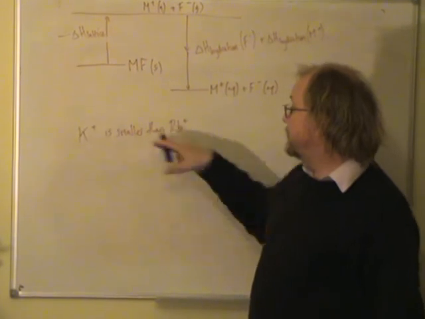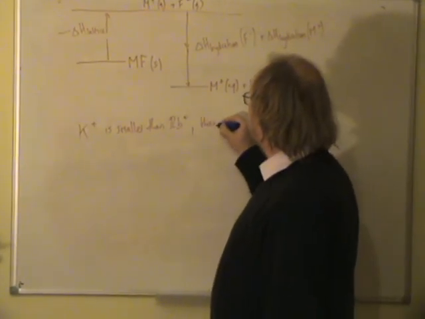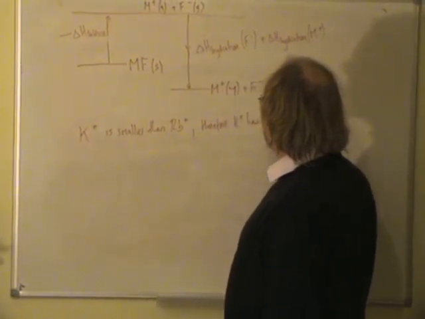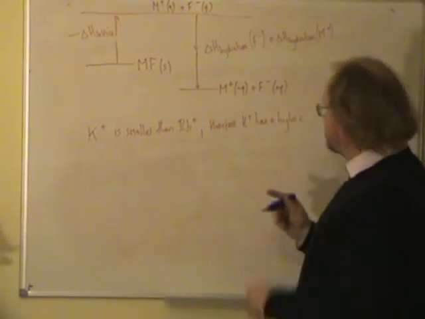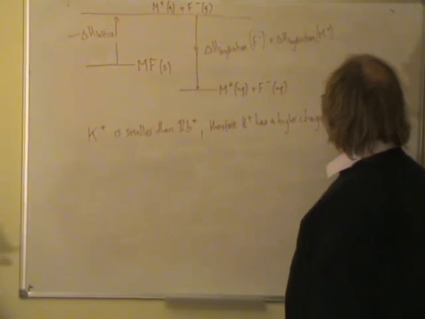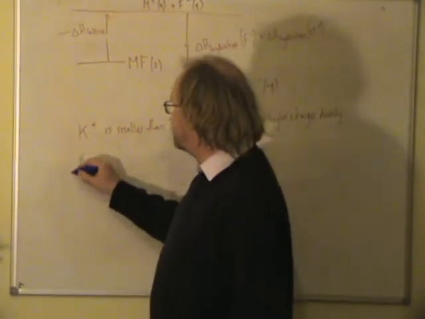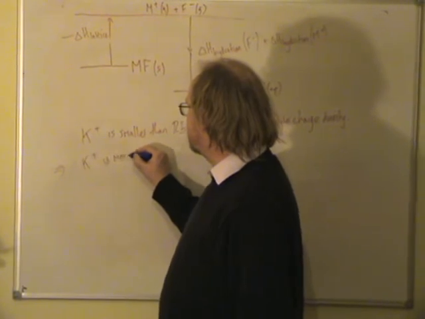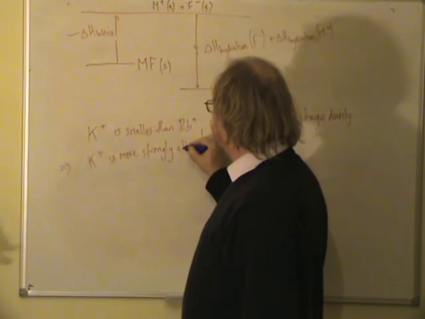So K plus is smaller than Rb plus, therefore K plus has a higher charge density. Okay, same charge, but packed into a smaller volume. So it has a higher charge density. And the consequence of that, remember, is that K plus is more strongly attracted to F minus.